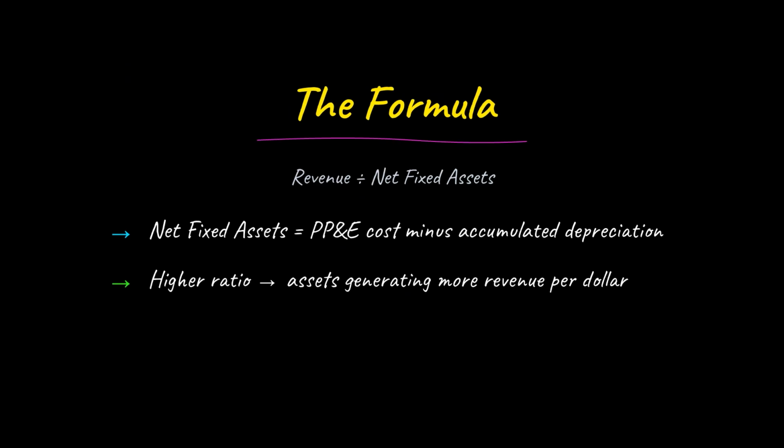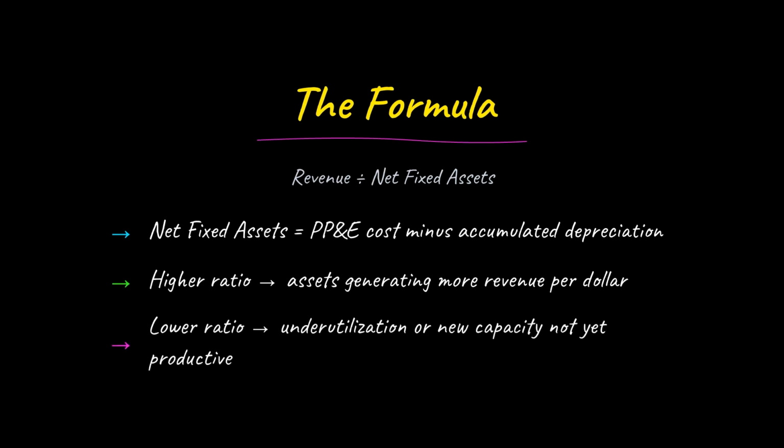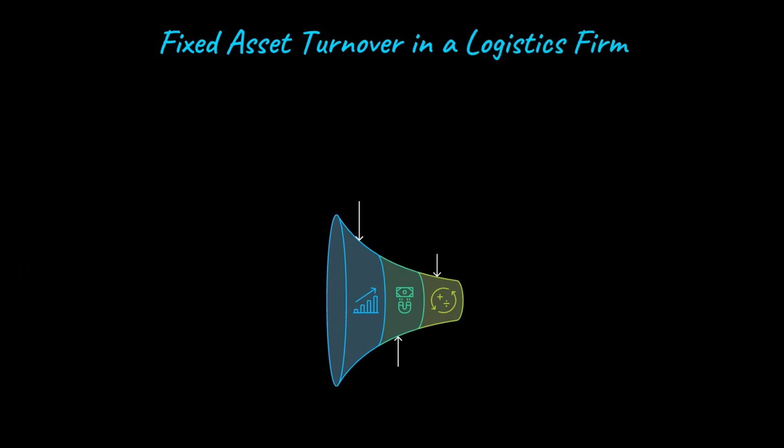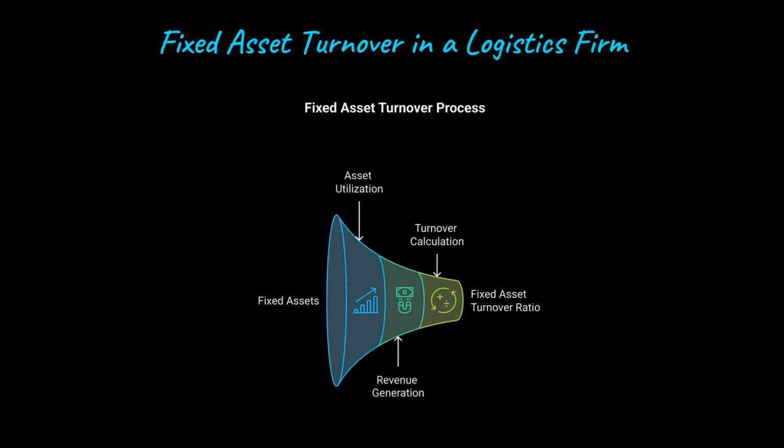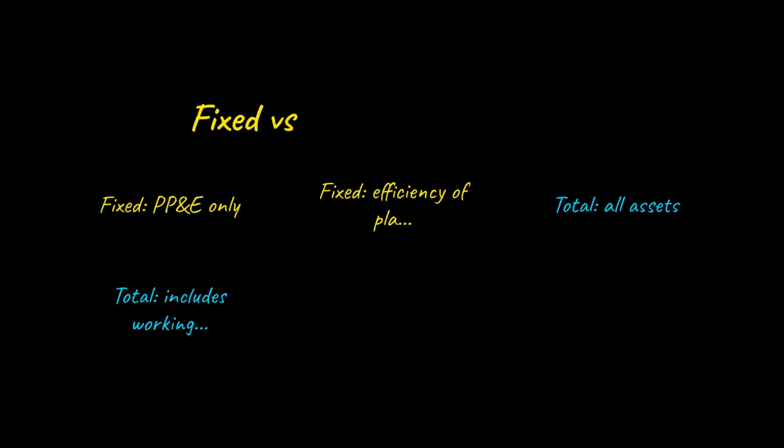A higher result means the asset base is working harder. A lower result may reflect underutilization or a recent expansion whose sales have not yet caught up. Consider a logistics company with $250 million in revenue and $300 million in net fixed assets. Its fixed asset turnover is roughly 0.83, meaning each dollar of trucks, warehouses, and equipment generates about 83 cents of revenue. The ratio surfaces whether that heavy infrastructure is being put to work efficiently.